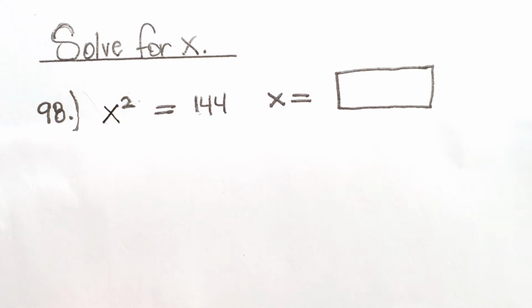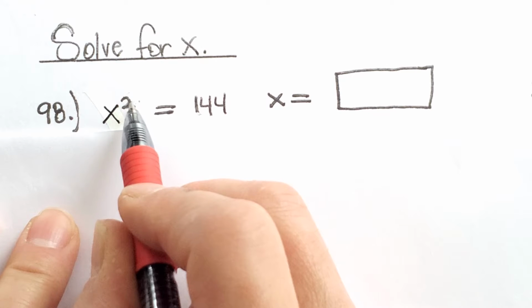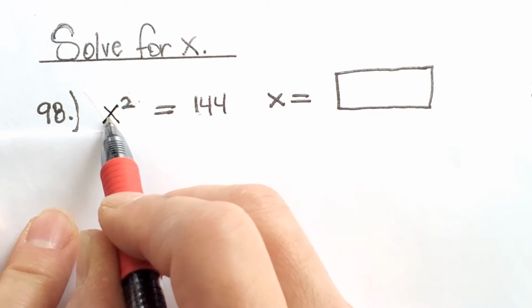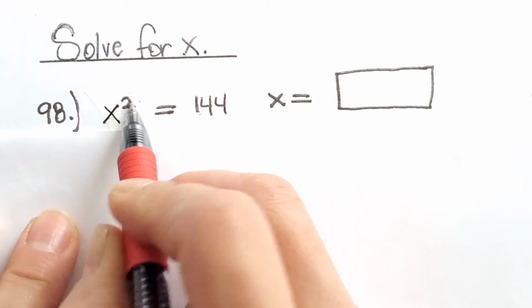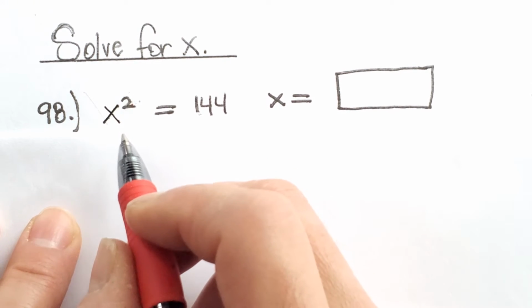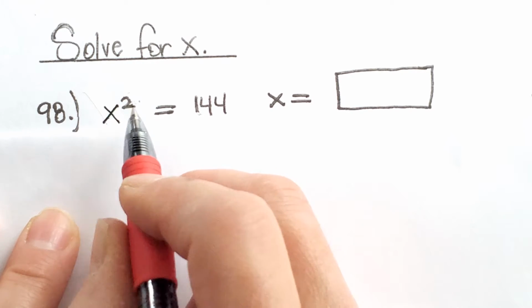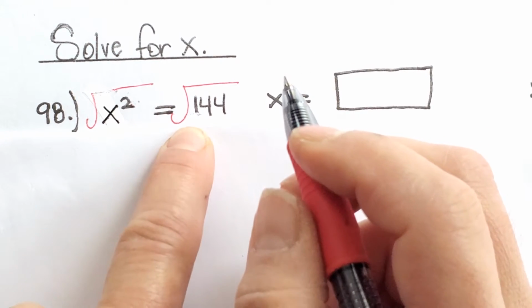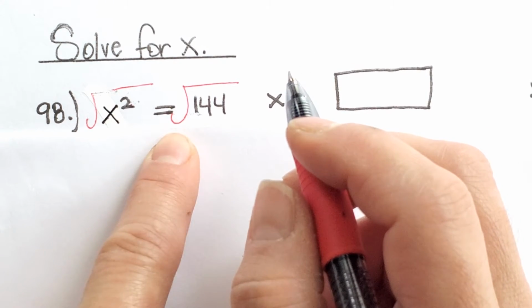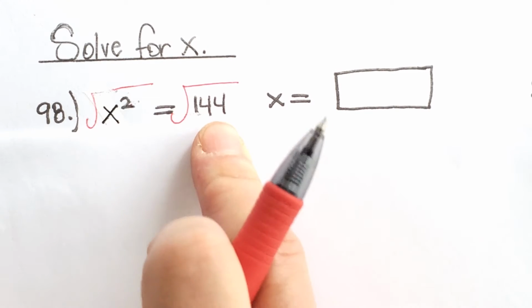X squared equals 144. They want you to solve for x. So we have a little problem here because we have this 2 that represents squaring this variable. But we want to solve for x. So how do we get rid of that 2? Well, in order to do that, you have to find the inverse of the square. And remember, the inverse of a square is the square root. So I'm going to go ahead and put that radical sign on both sides, representing a square root. And what I do to one side, I do to the other.